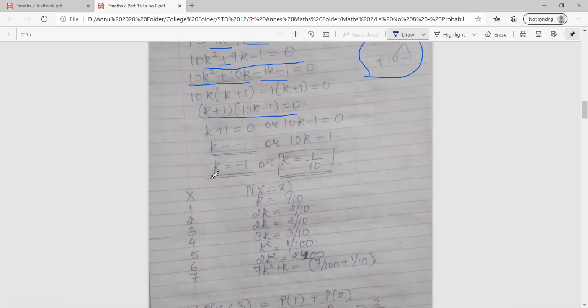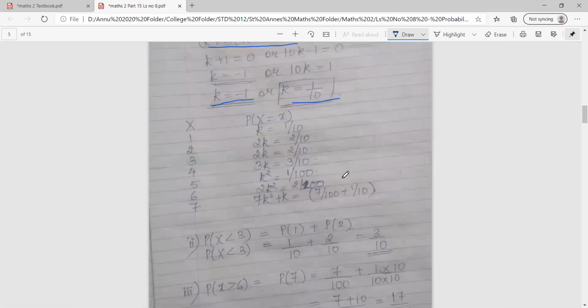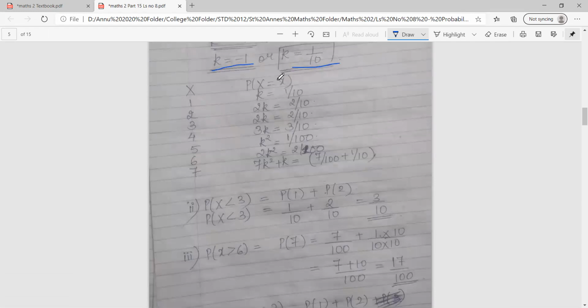On solving, I get values of k as k is equal to minus 1 or k is equal to 1 by 10. But k cannot be negative. So that is why we'll be taking the value of k to be 1 upon 10. So now as I got the values of k, I'll substitute in the table like this.